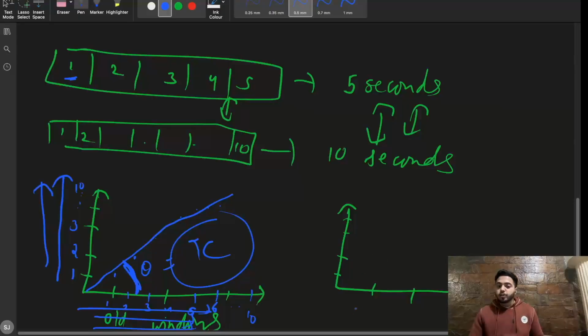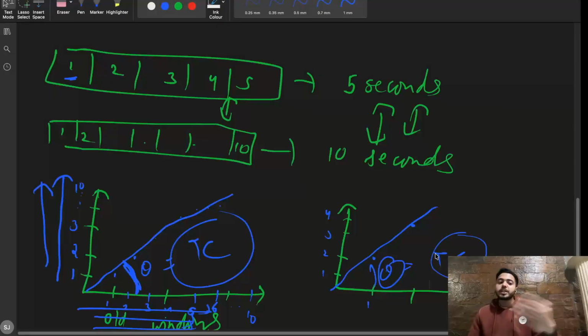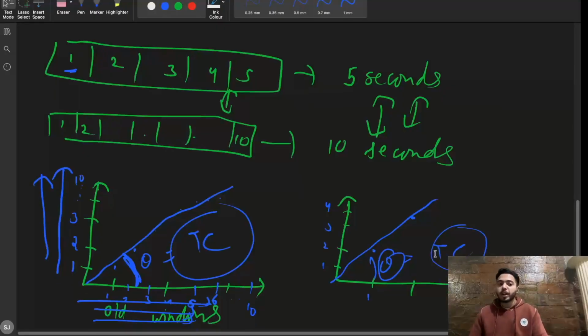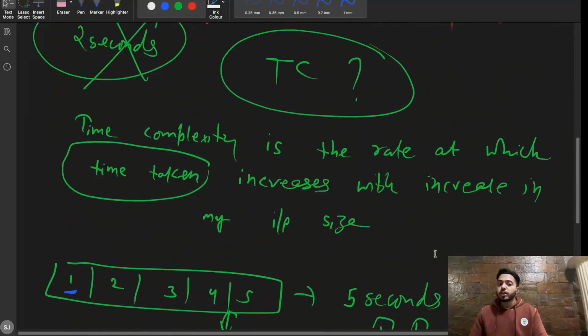Suppose in my new MacBook, to print 2 elements it is taking 1 second. To print 4 elements it is taking 2 seconds. So the rate at which the time taken by my program is increasing on the basis of input size is my time complexity. So obviously time complexity will be less in the new machine, and more in my old machine. I hope you have got the gist of it.